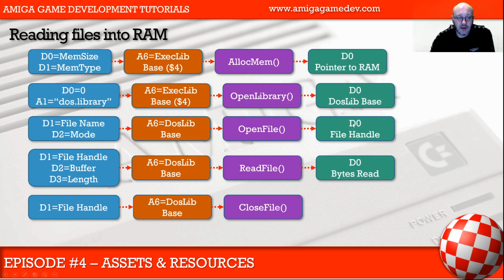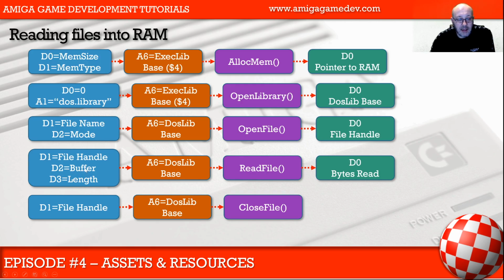It gives you a file handle, and whenever you want to reference that file, you reference it via the file handle that it's given back to you. So in this one here, we say D1 equals the file handle, which we just got back. We say D2 equals the buffer.